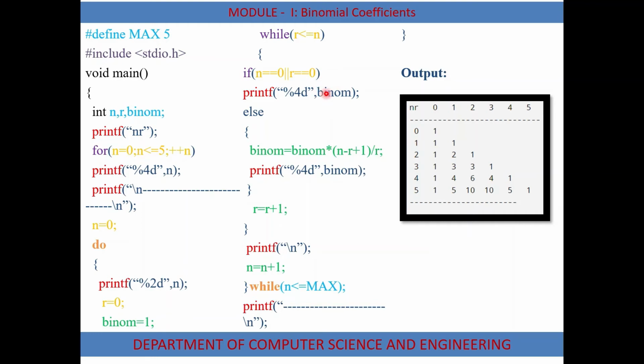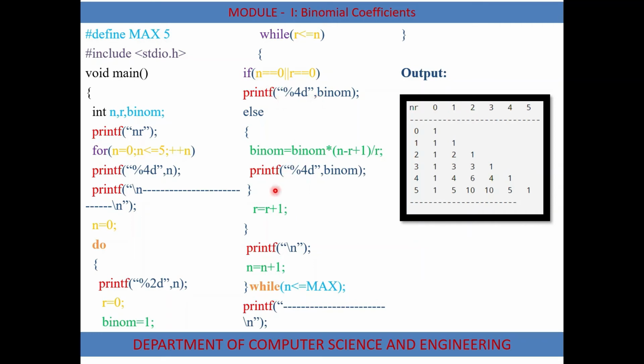What is binomial? The initial value of binomial is 1. So print 1. So this value is printed here. Here 4 space width is provided. Now control won't come here because this condition is true. So if this condition is true, immediately after this, whatever statement we have will be executed.